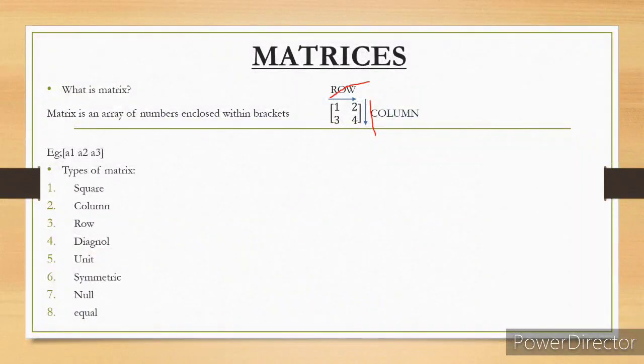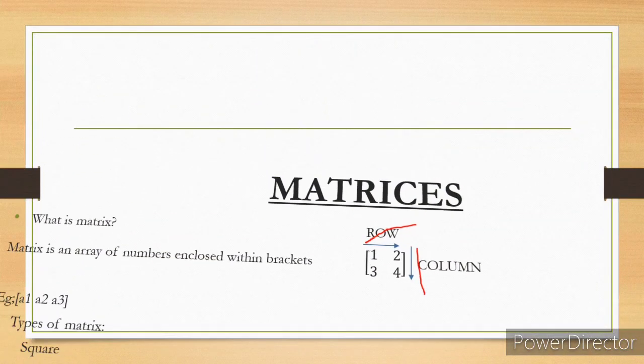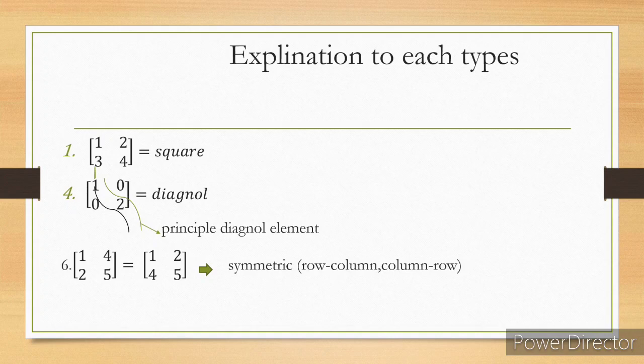The types of matrix are square, column, row, diagonal, unit, symmetric, null and equal. There are 8 types of matrix, so we are going to look at them one by one. First, here I have taken square, diagonal and symmetric.